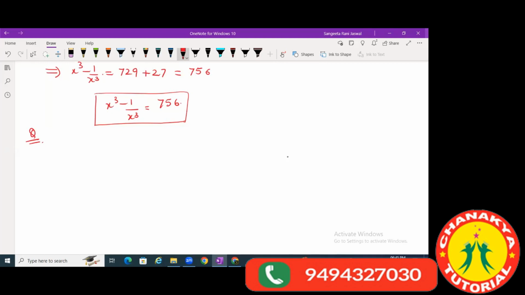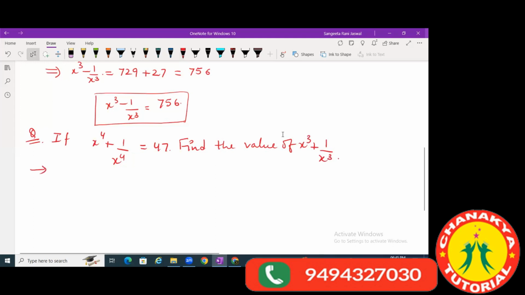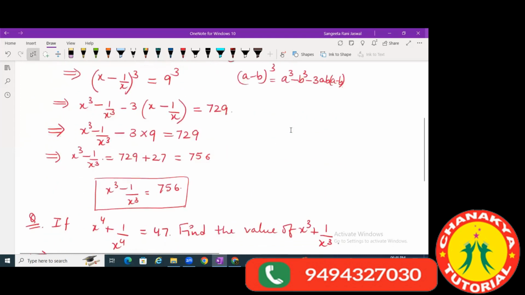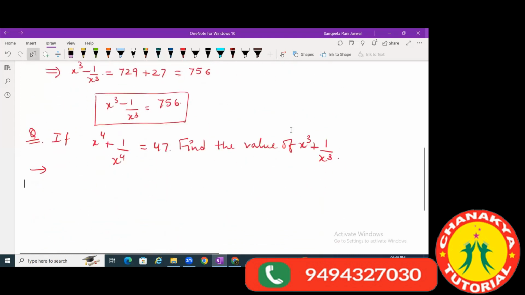Okay, let's do a similar question. These type of questions are very important. Take another question like this. If x raised to 4 plus 1 upon x raised to 4 is 47, find the value of x cubed plus 1 by x cubed. Now, on the similar lines, can you try this sum? It's the same question like this. Can you try?